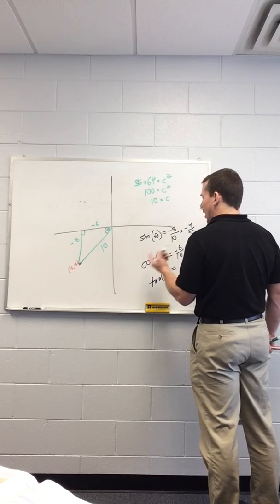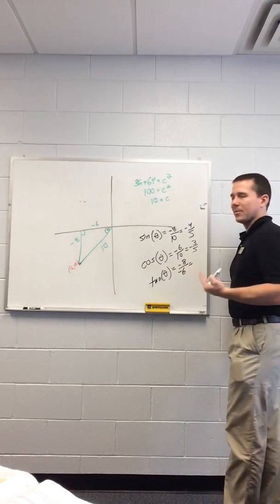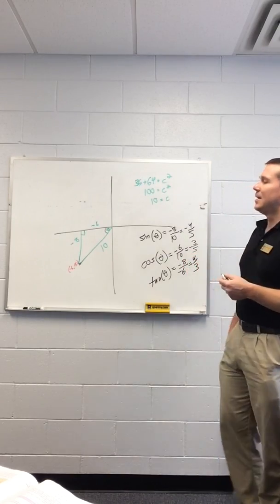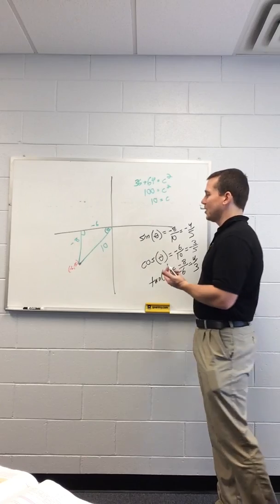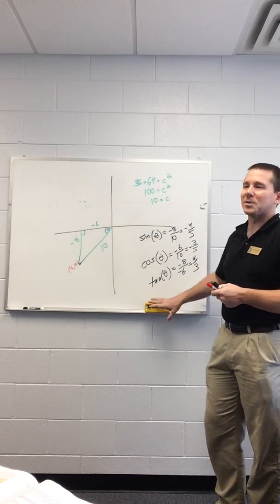Tan theta is opposite over adjacent, which is -8 over -6. All of you remember two negatives cancel, and this reduces to positive 4 over 3. And we remember from our unit circle, tangent is positive in the first and the third quadrants. So it all kind of works out nicely.